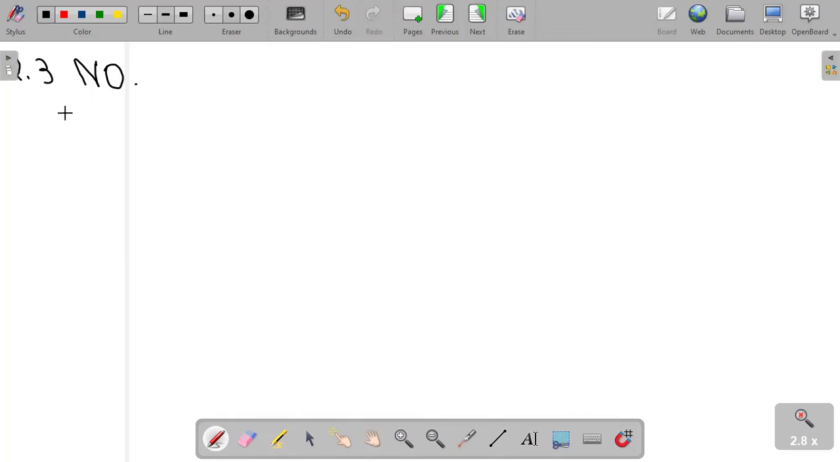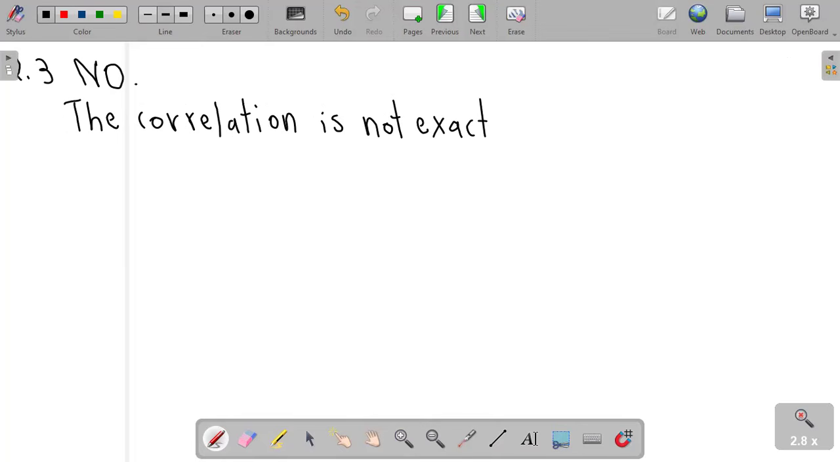So the short answer here is that the correlation is not exactly -1. So that is why it cannot be perfect.